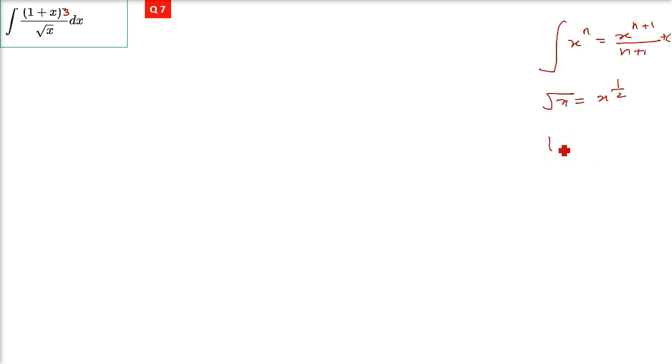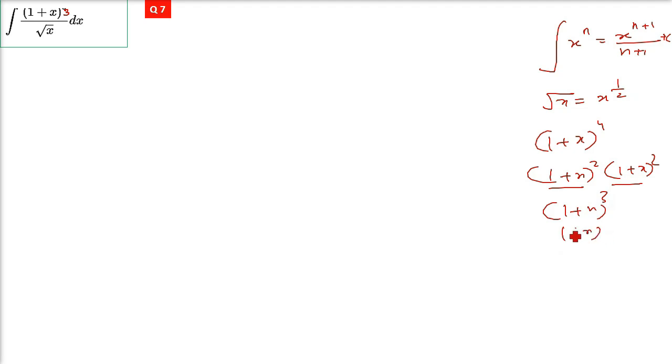Just remember, if you don't know the formula, don't panic. If 1 plus x to the power 4 is there, you just can do 1 plus x square into 1 plus x square. A plus b whole square you already know. So a plus b whole square formula you can use and then multiply the two terms. If 1 plus x whole cube is there, then you can just do 1 plus x square into 1 plus x. Now a plus b whole square is very common and very memorable.